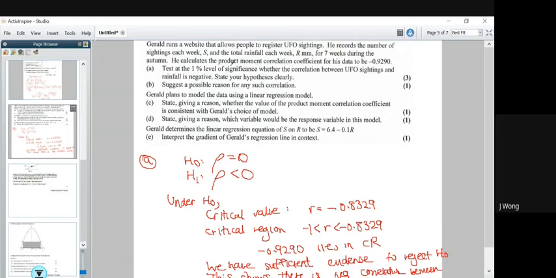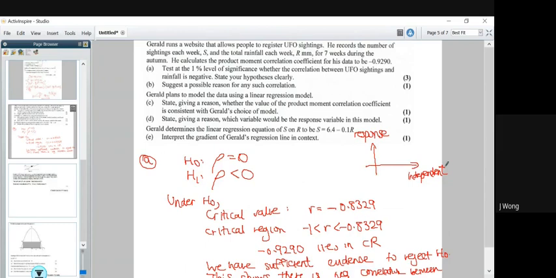For the first one, they say suggest a possible reason for any such correlation. Really, if there is rainfall, that probably means it is quite cloudy, and there's not much that we could look into. So that will hugely impact the UFO sightings. That is possibly one of the reasons why there is a strong negative correlation.